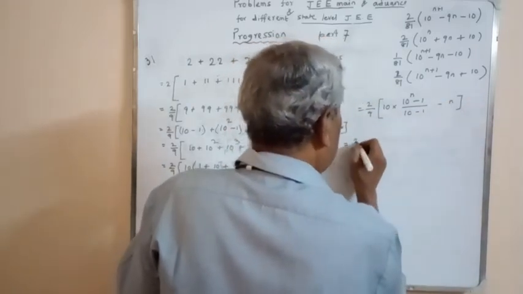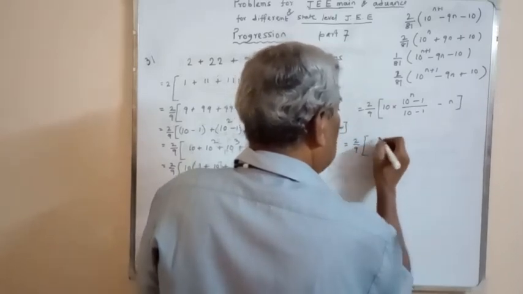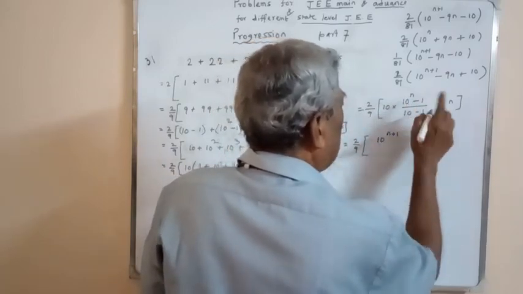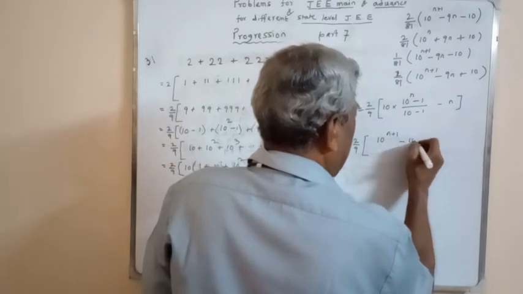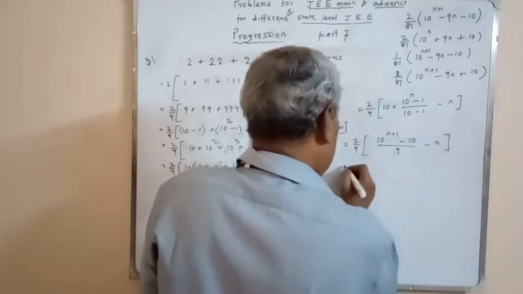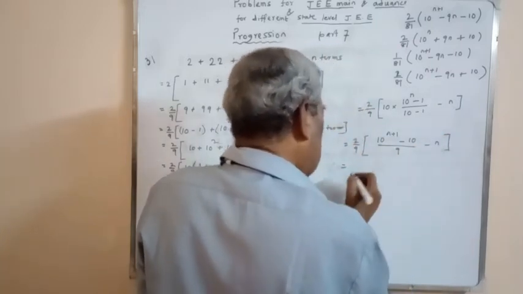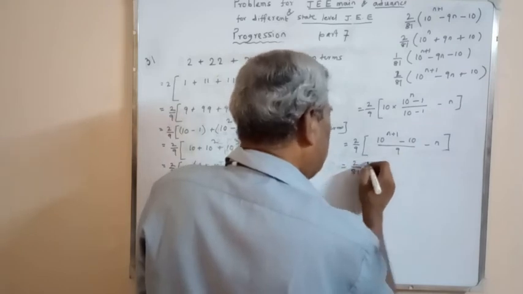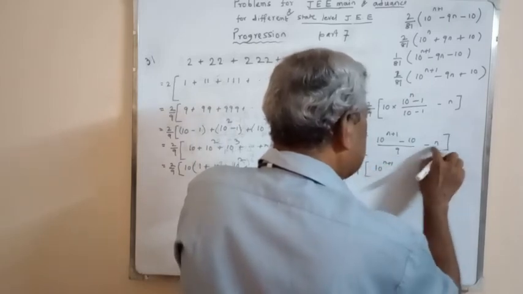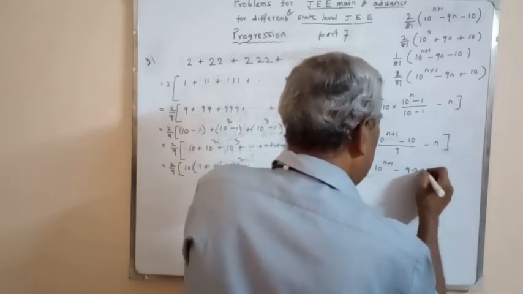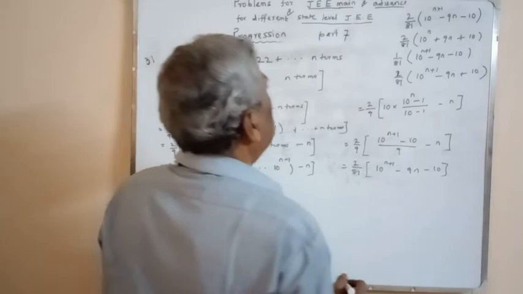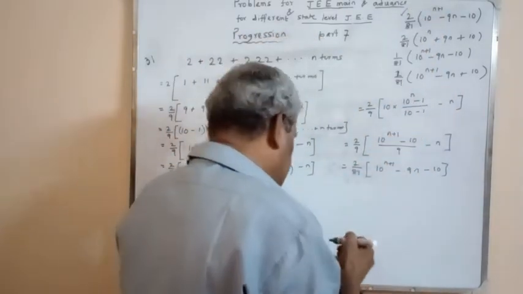So that it is equal to 2 by 9 into 10 to the power n plus 1 minus 10 by 9 minus n. So taking this 9 common, 2 by 81 into 10 to the power n plus 1 minus 9n minus 10. So this is our answer, and it is possibly the first option, that is option A, is correct in this.